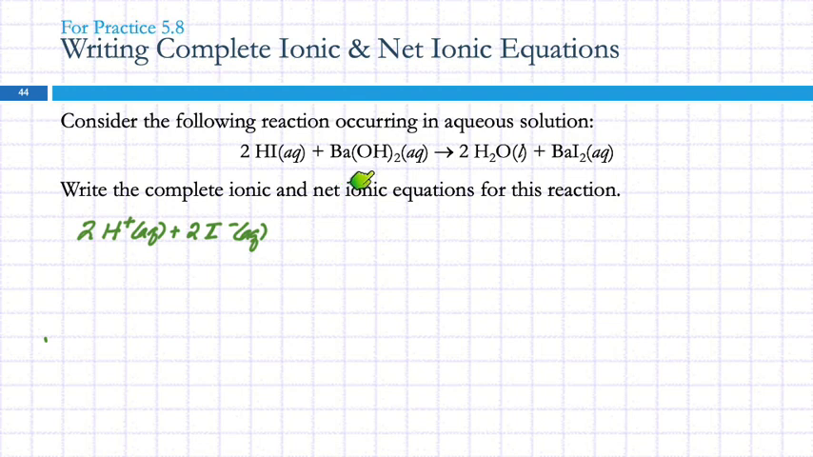Barium hydroxide. Should we split this into ions? Yes, it is aqueous, right? That means the ions are separated. So there's only one of these units, so I'm going to get 1 barium ion. And I'm going to have 2 hydroxide ions.